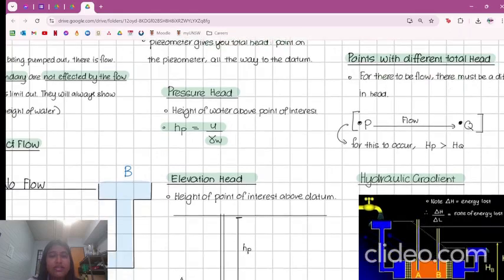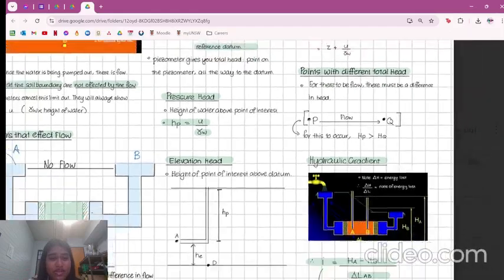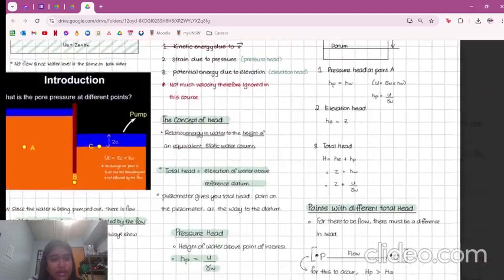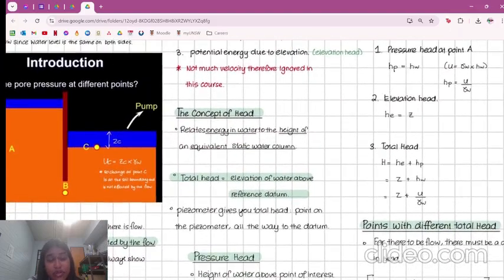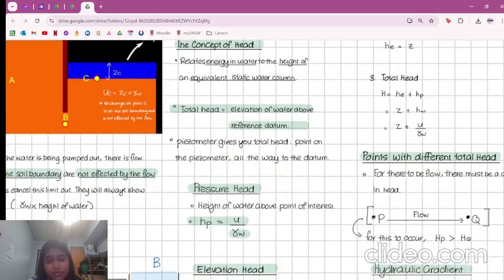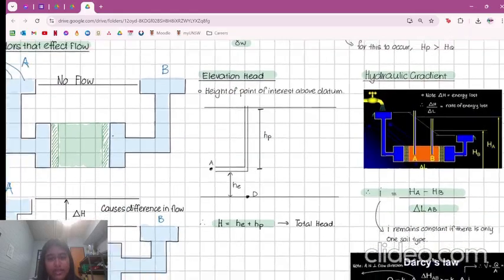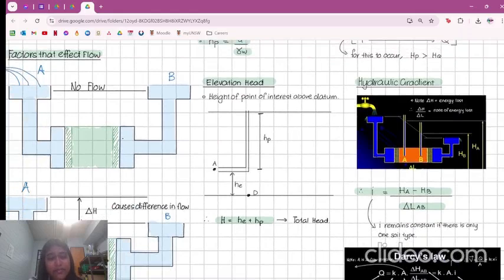Pressure head is related to the height of water above the point of interest. So again, let's look at this diagram here. The height of water above the point of interest, let's say it's C, would be equal to ZC. And that would give you your little HP value, which will often be equal to the pore water pressure divided by the gamma W. And then finally, the elevation head is equal to the height of the point of interest.